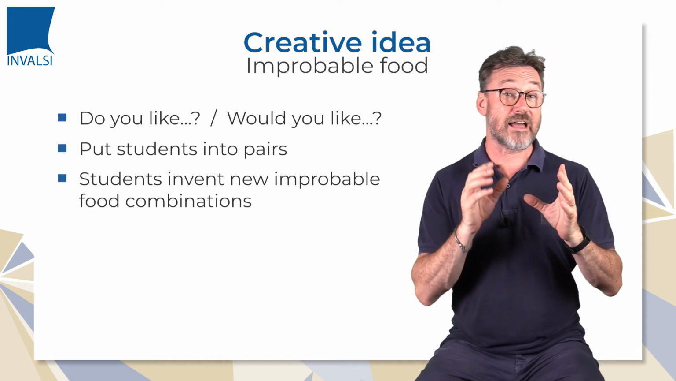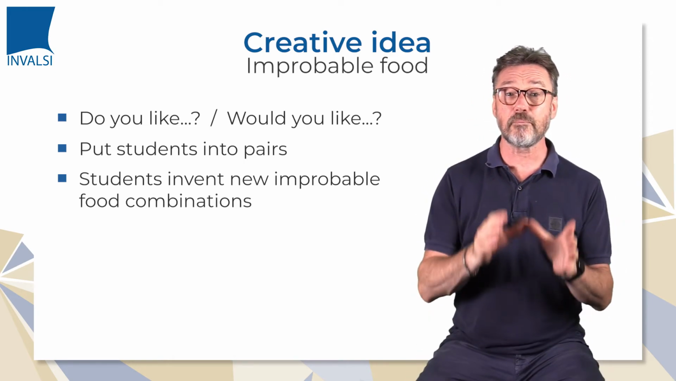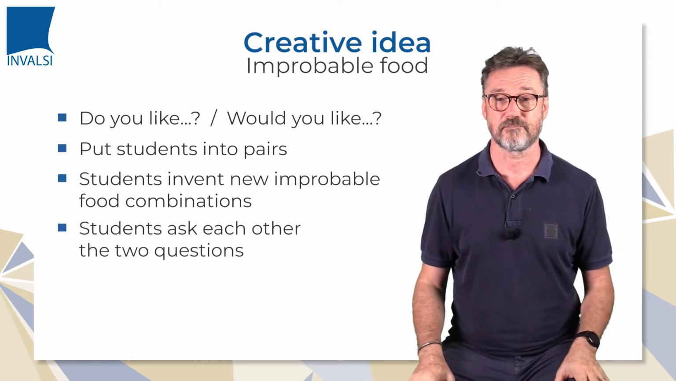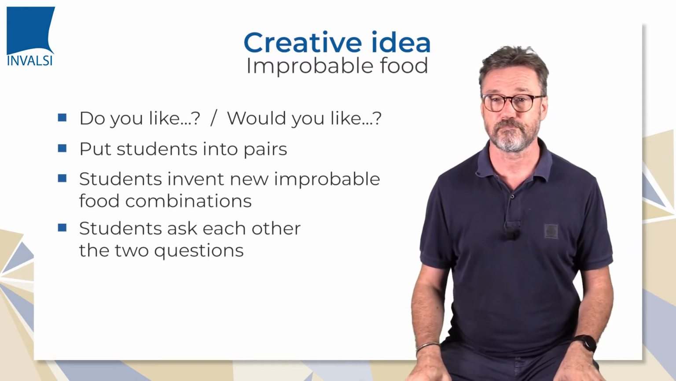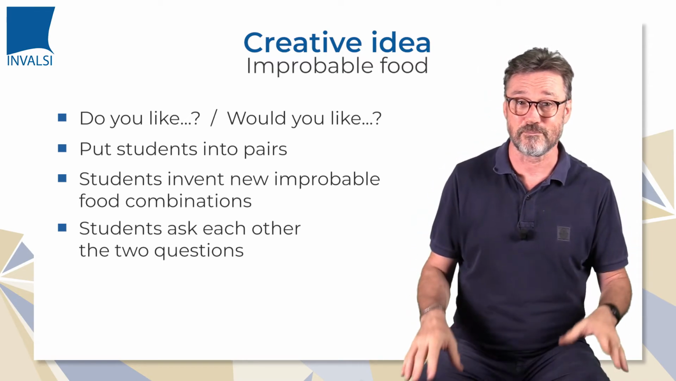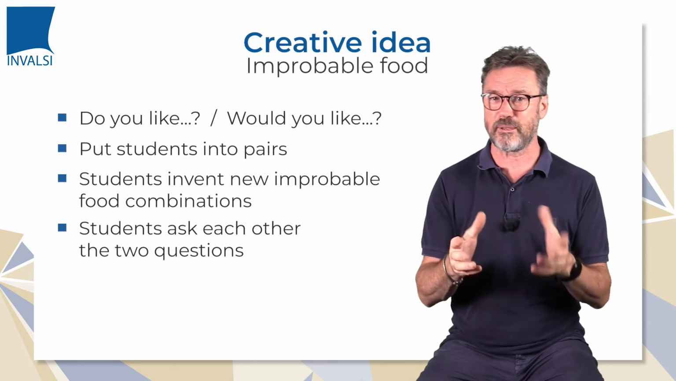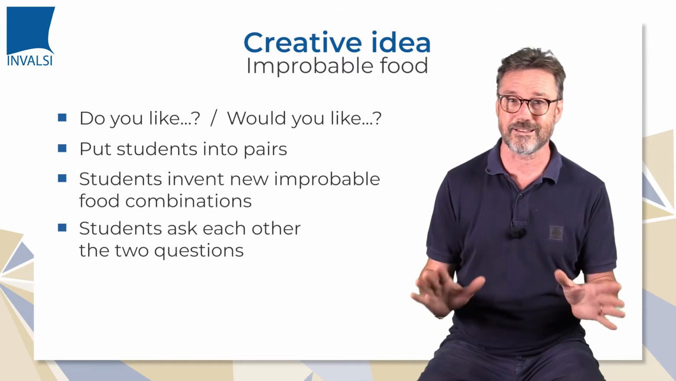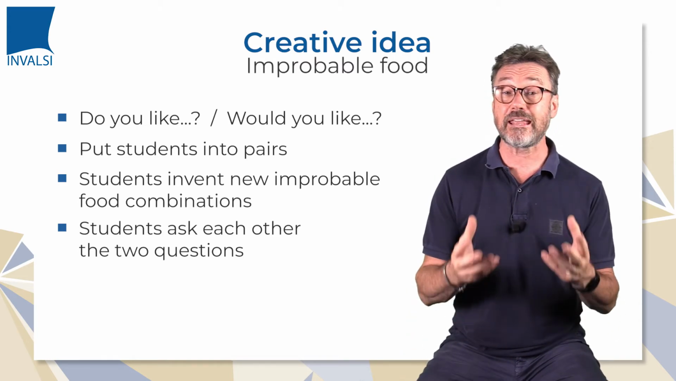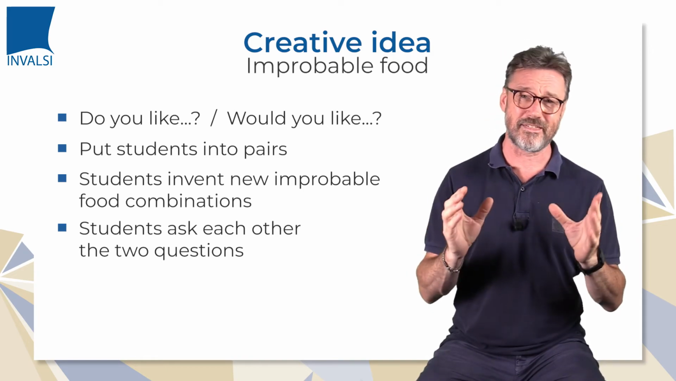When the students have invented their improbable food, tell them to mingle and ask each other the 2 questions. For example, "Do you like pizza?" "Yes, I do." "Would you like a pineapple, onion and sheep's brain pizza?" "No, thanks." At the end of the activity, get feedback from the class on the most disgusting food they were offered.